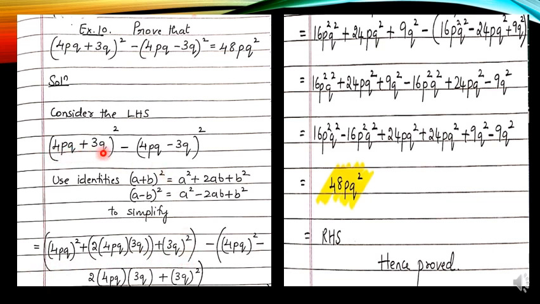Here we will use a plus b whole square, then write minus sign as it is, and then here we will use a minus b the whole square. So you all know the expansions of both. When you simplify, it will be like this in the next step. 4p the whole square is 16p square q square. Then 2 into 4pq into 3q is 24pq square, plus 3q the whole square means 9q square.